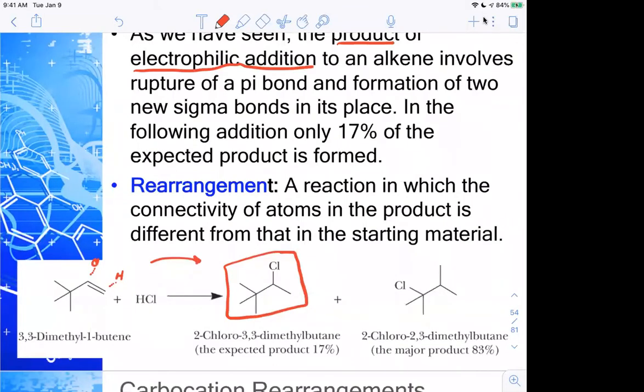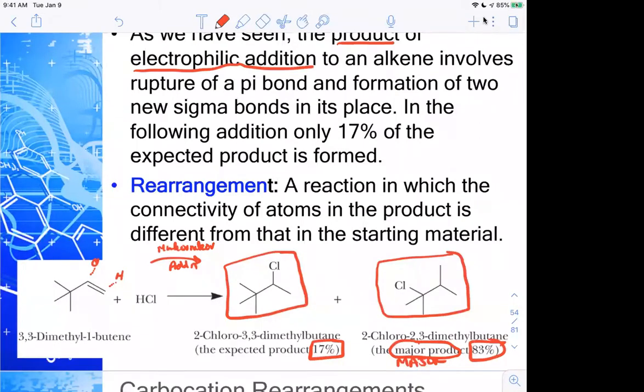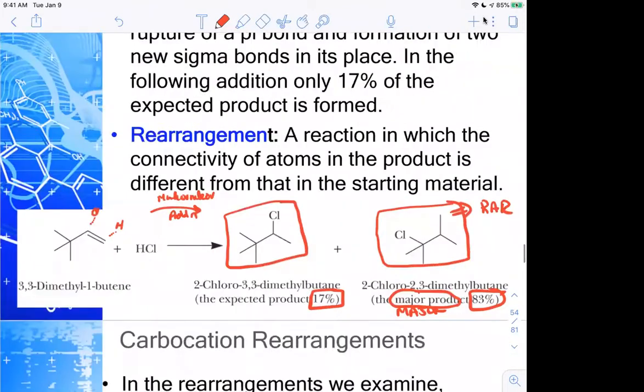This would be my typical Markovnikov addition. But I don't get that. I only get a little bit of this. What I get as my major product, in 83%, is this structure where my carbon skeleton has been rearranged. My R-A-R always means rearrangement. So how does this happen?